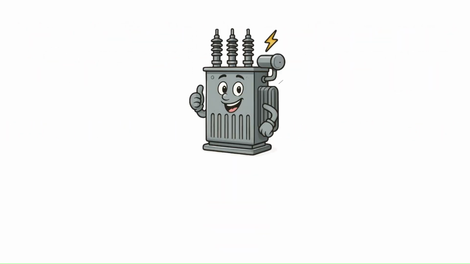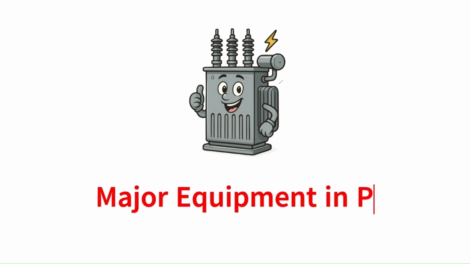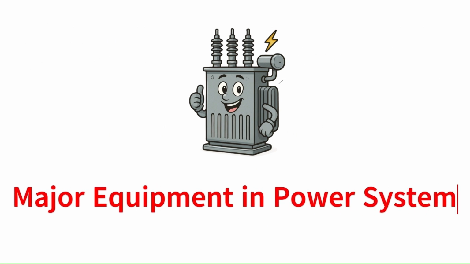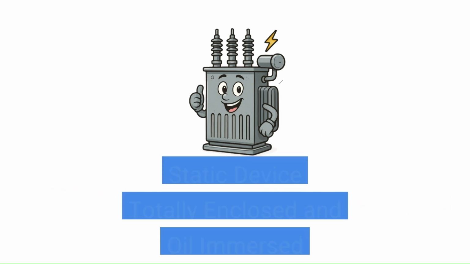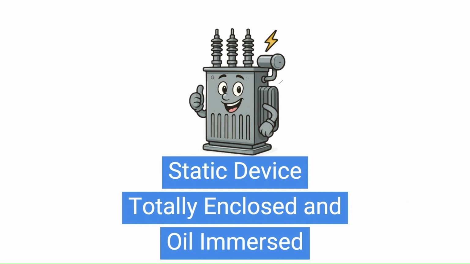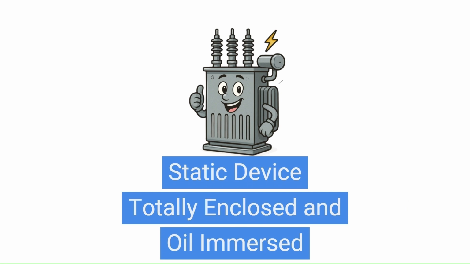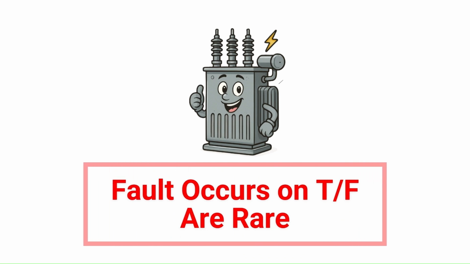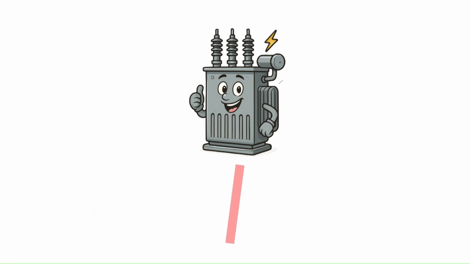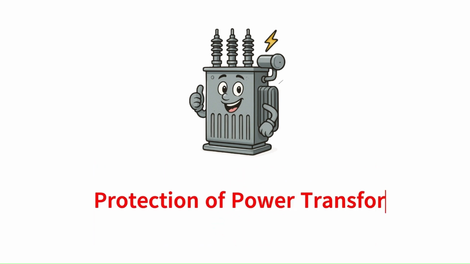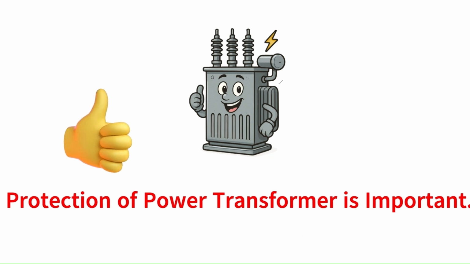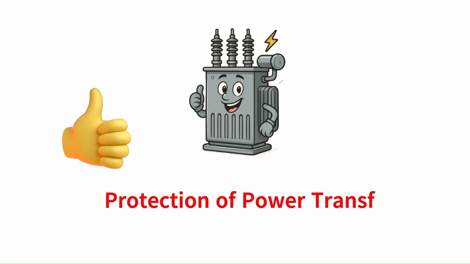The transformer is one of the major equipment in a power system. It is a static device, totally enclosed and usually oil immersed, and therefore the faults that occur on them are usually rare. But the effect of even a rare fault may be very serious for a power transformer. Hence, the protection of a power transformer against faults is very important.